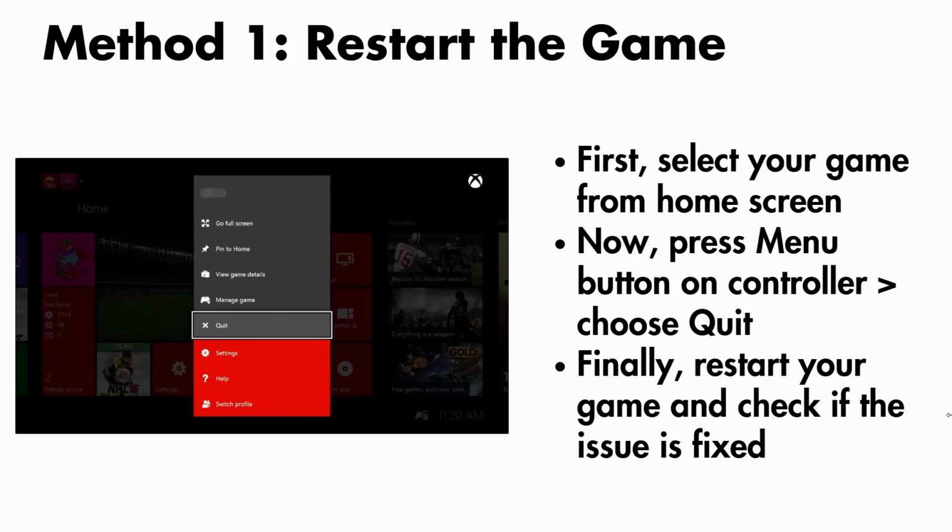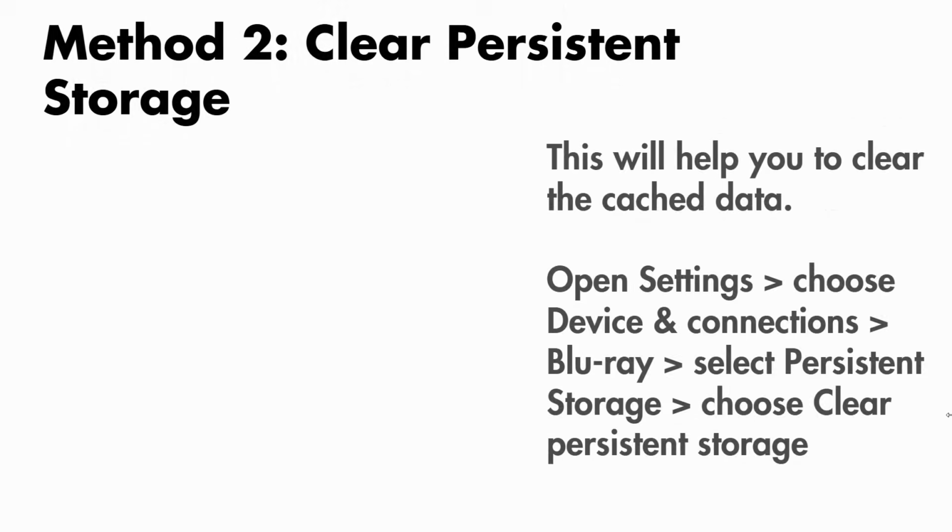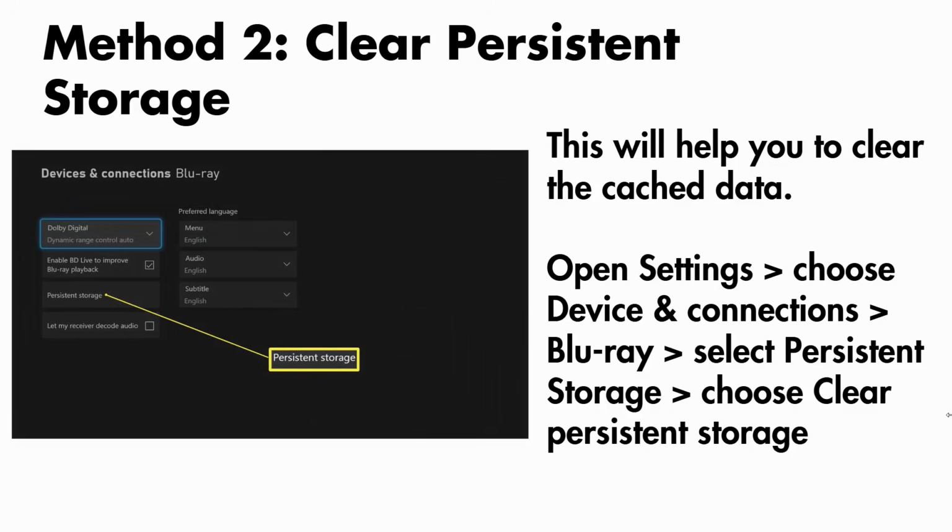If not, next solution is to clear persistent storage. This will help you to clear the cached data. For that, open settings. Now choose device and connections, then Blu-ray, then select persistent storage and finally select clear persistent storage. So after doing this, check if the problem is resolved.